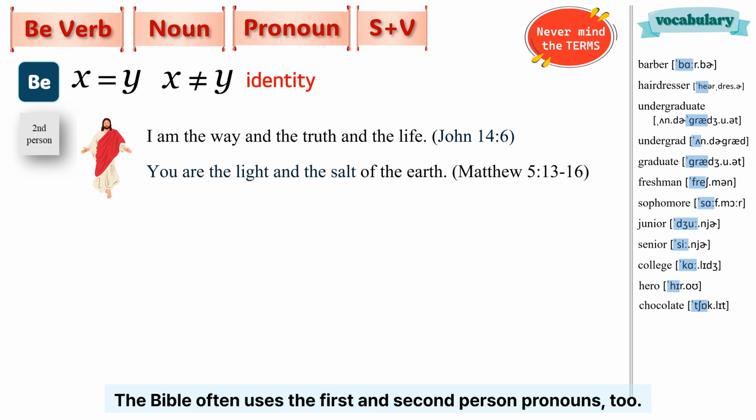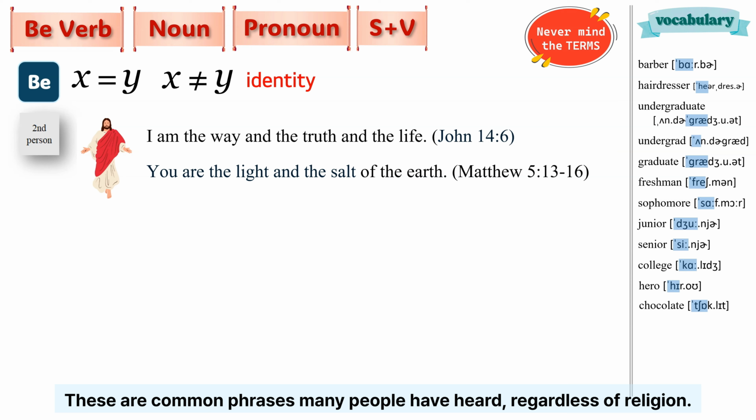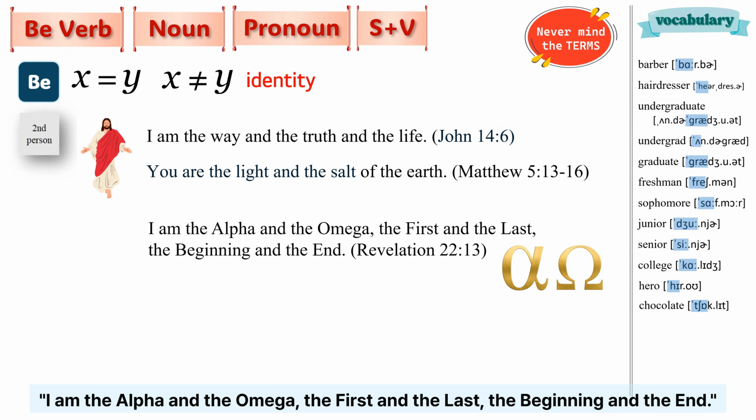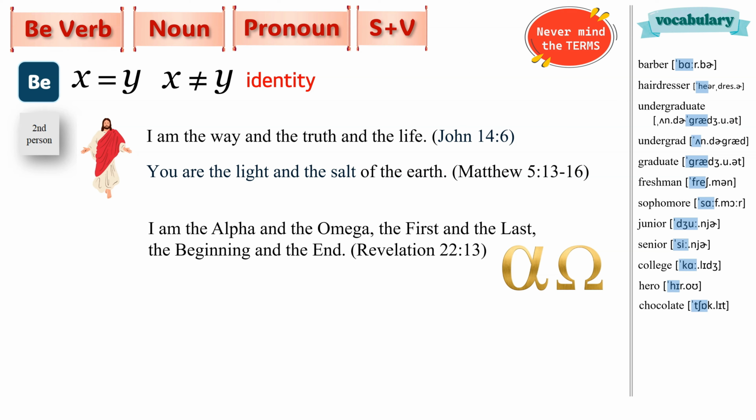The Bible often uses the first and second person pronouns too. I am the way, the truth, and the life. You are the light and salt of the world. These are common phrases many people have heard, regardless of religion. I am the Alpha and Omega, the first and the last, the beginning and the end. This is also a famous sentence expressing identity.